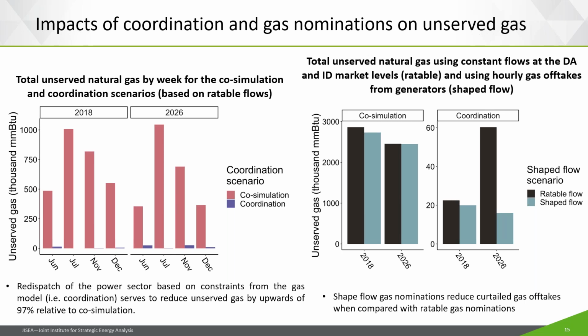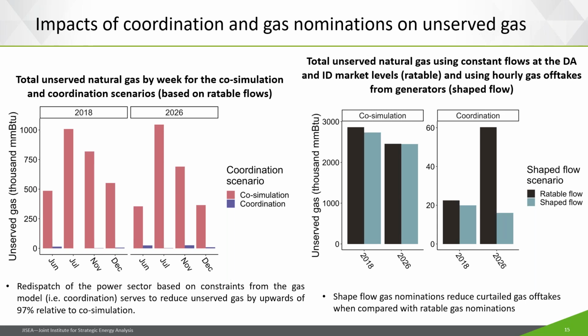Now, I do want to stress that these are probably the most stressful four weeks from the power system and gas perspective. And so, you know, there may be weeks where you don't see any of this difference, but these are the periods that we're worried about for reliability purposes. On the right-hand side, we see then the difference in ratable versus shaped flow.